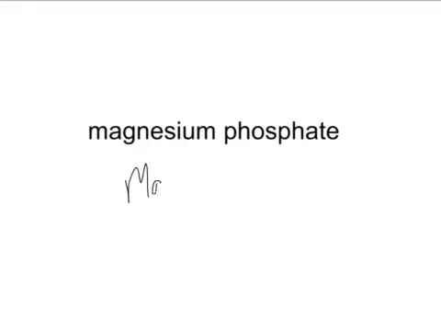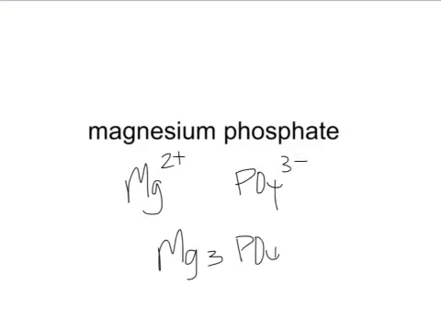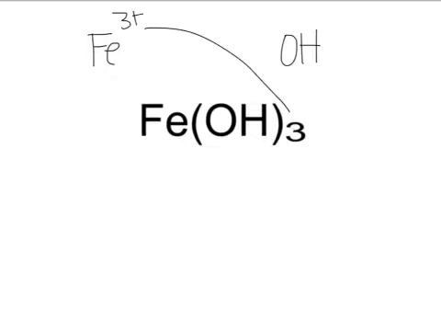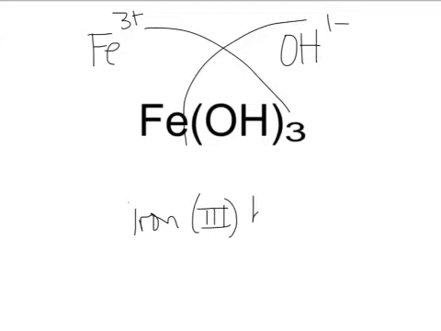Magnesium phosphate. Magnesium is Mg, it's 2+. Phosphate is PO4, it's 3-. So Mg3(PO4)2. That 2 goes there, 3 goes there. Okay, we unzip this one. Iron goes up here, the hydroxide goes here, 3 goes here, and that understood 1 goes there. That is the charge of hydroxide. So this is iron 3 hydroxide.